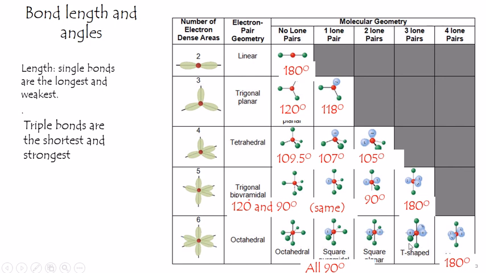3 lone pairs, T-shaped. We've seen that before right there. And all 4 lone pairs then goes linear. And bond angle is 180 degrees. In all 3 cases here, the bond angle is 90 degrees. That's bond lengths and bond angles.